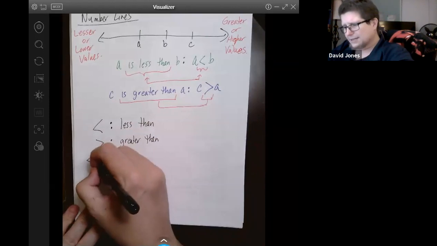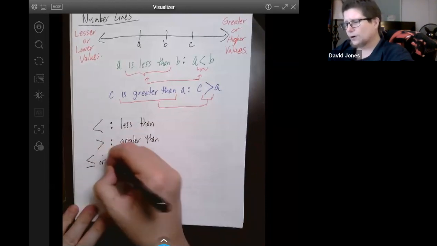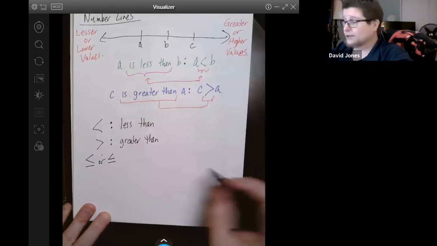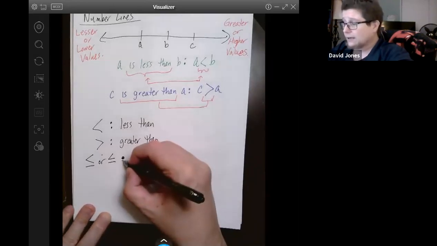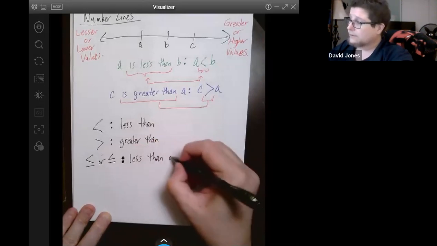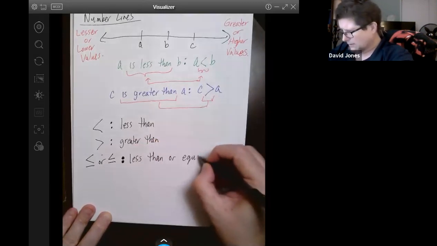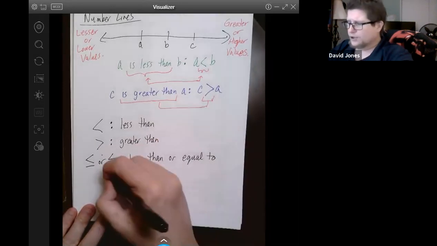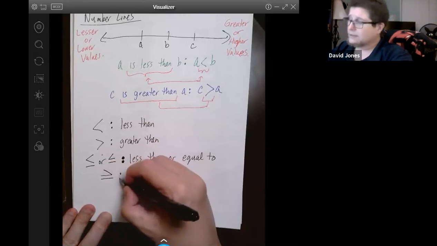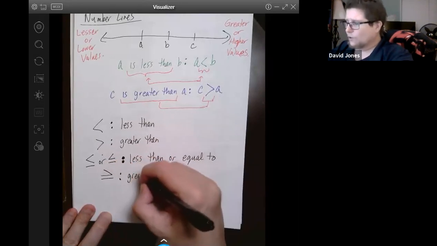You will see it sometimes like that, or they tend to make the bottom line flat. This is how I do it. This is less than or equal to. And we can do it where it's going the other way. And I'm just going to do the flat one because that's the one I tend to do. Greater than or equal to.